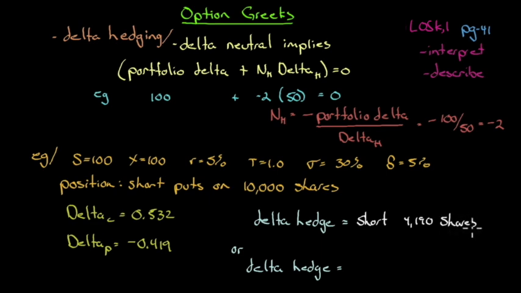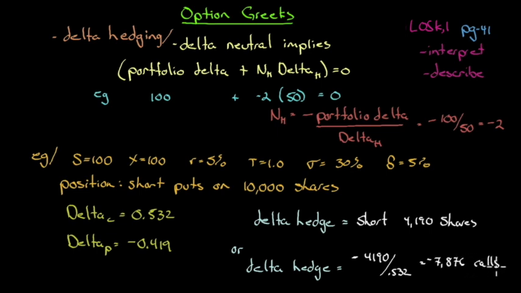Well, what if we want to use calls to hedge that out? Well, what is our current portfolio position? Remember, it's negative, and our portfolio delta in this case is 4,190, divided by, what's the hedge on the call? 0.532. So if you divide that, you get negative 7,876 calls. So what are we doing here?